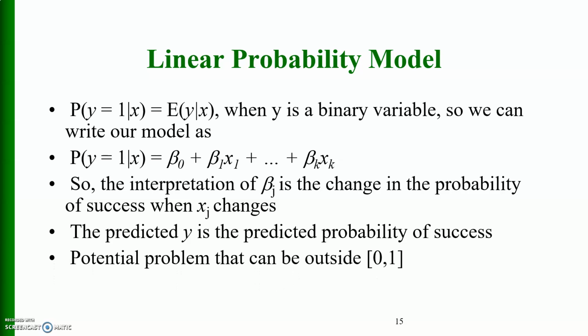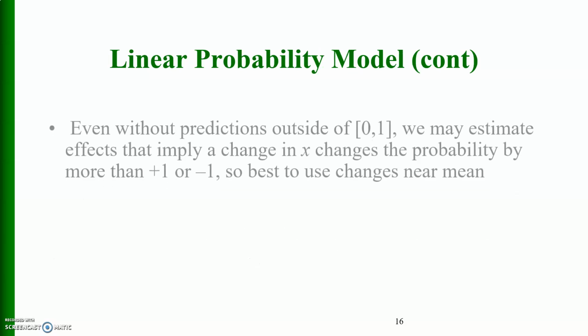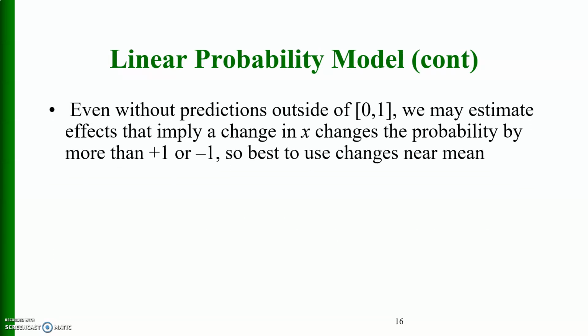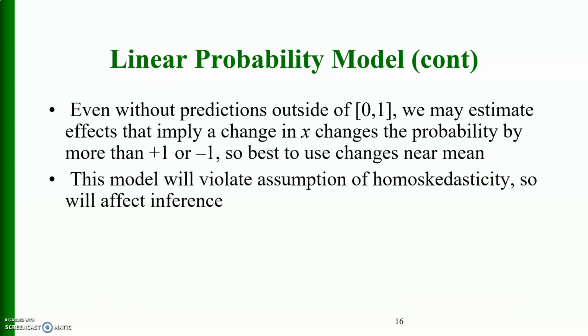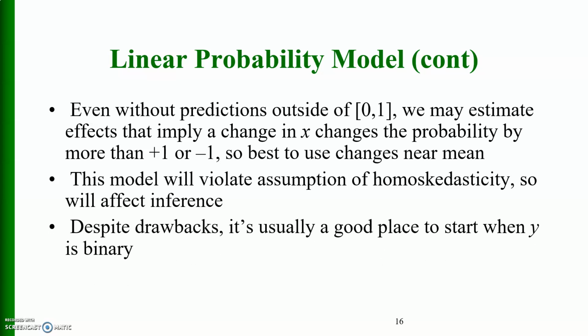However, the potential problem is that predictions can be outside 0 and 1. Even without predictions outside 0 and 1, we may estimate effects that imply a change in x changes the probability by more than +1 or -1. So it is best to use changes near the mean. This model will also violate the assumption of homoscedasticity, so it will affect inference. And despite drawbacks, it's usually a good place to start when y is binary.